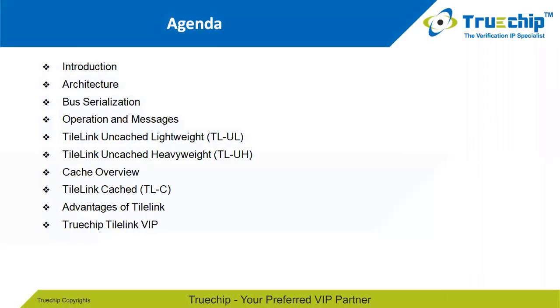Our agenda for this webinar is to provide a TileLink overview along with the architecture of TileLink, followed by the bus utilization process. Then we'll explain the operations supported by TileLink and the different operations and message types supported at the different conformance levels, that is TL-UL, TL-UH and TileLink cache, with a small overview of cache. At the end, we'll provide the overview of the Truechip TileLink VIP features and the advantages.